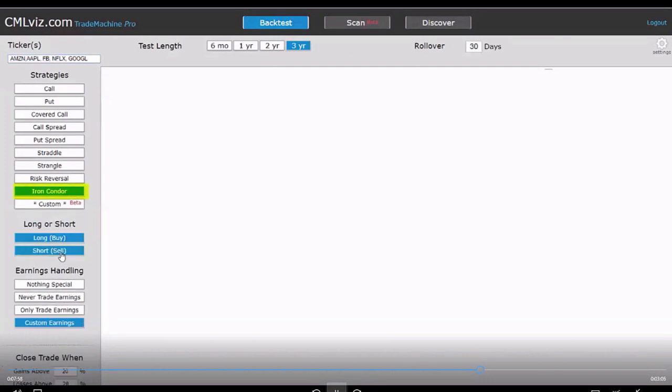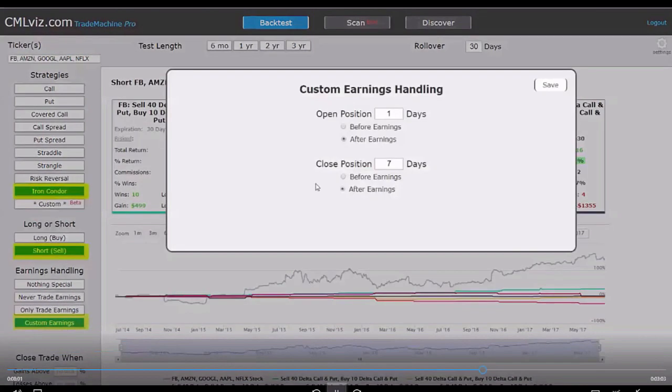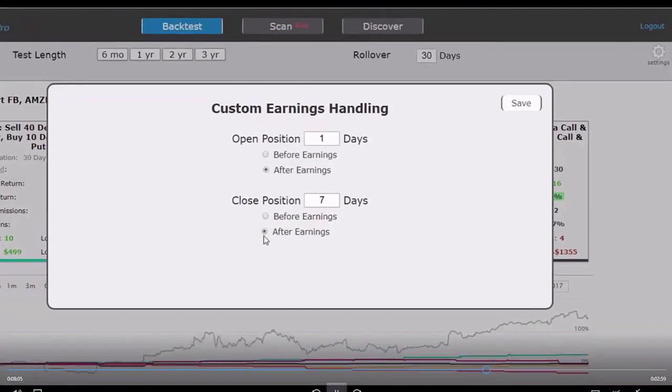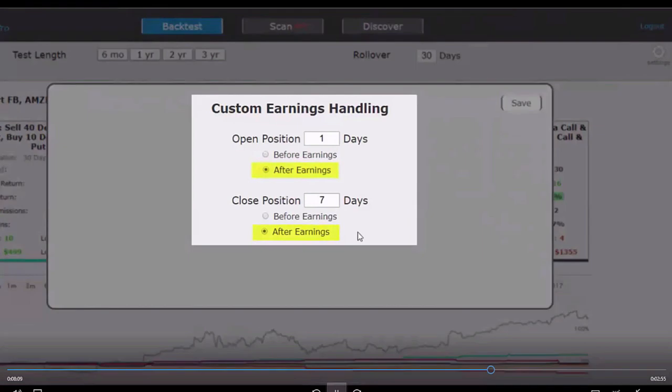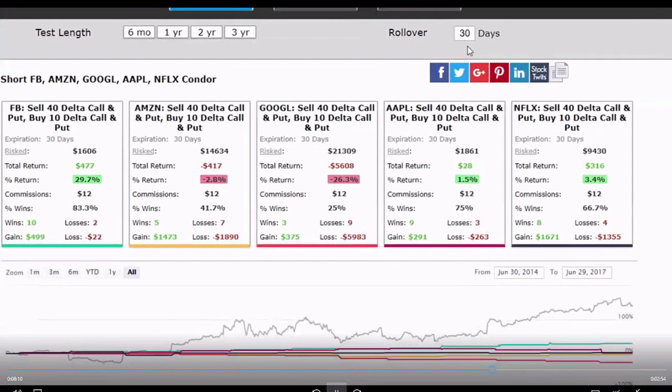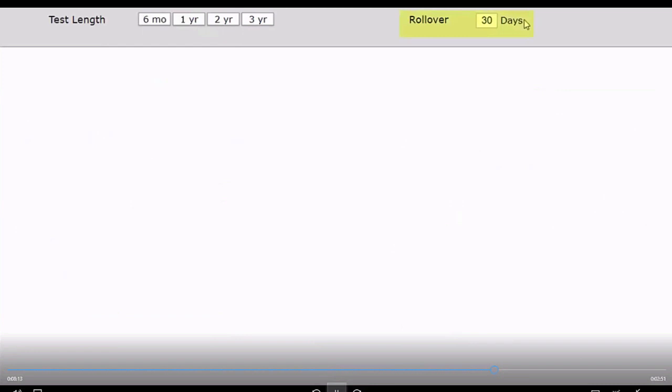We'll go to short. We'll go to custom earnings. And now we're going to switch it to 1 day after earnings. That's when we open it, and closing it 7 days after earnings. So now we're looking at our post-earnings trading, and this is 1 week. At the same time, instead of using the monthly options here, let's use the weekly options. So we'll put a 7 in.